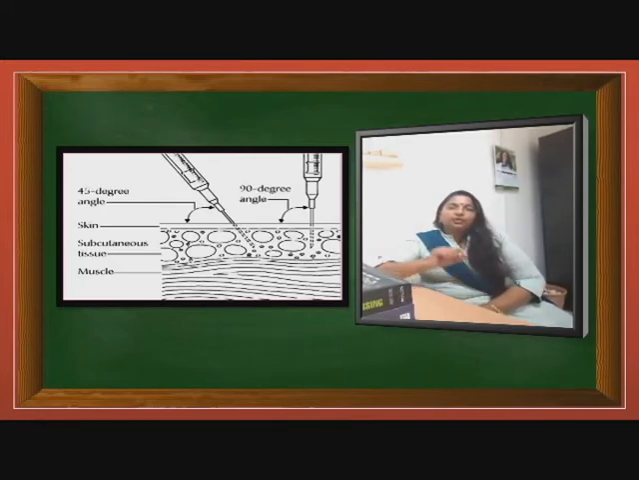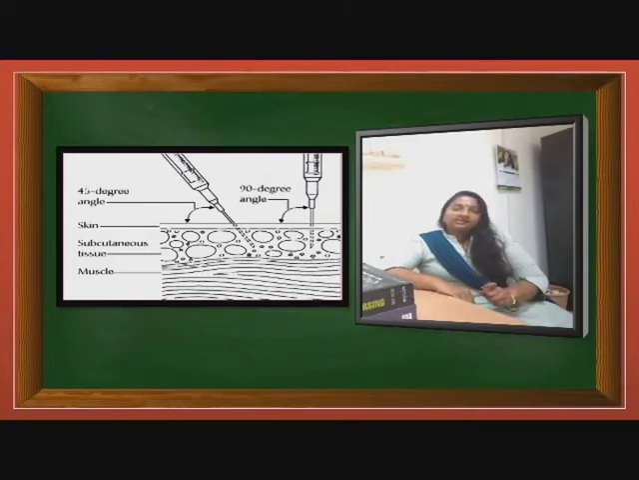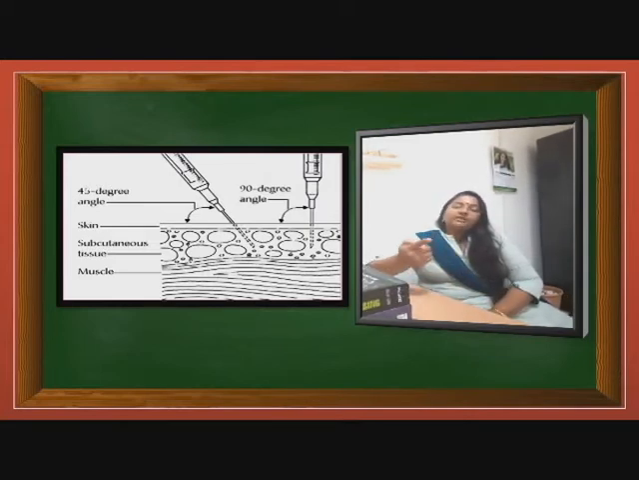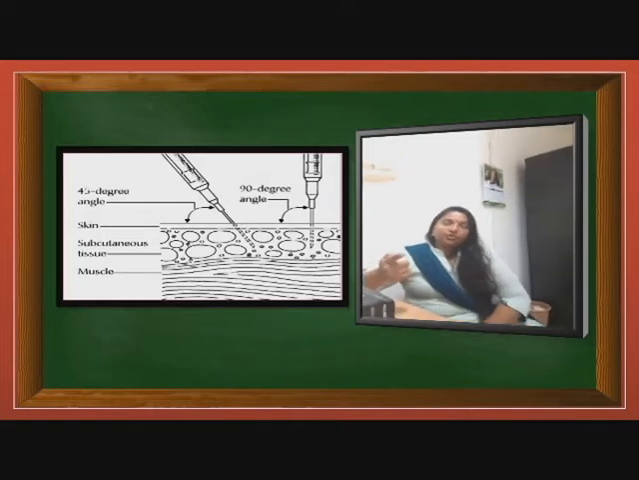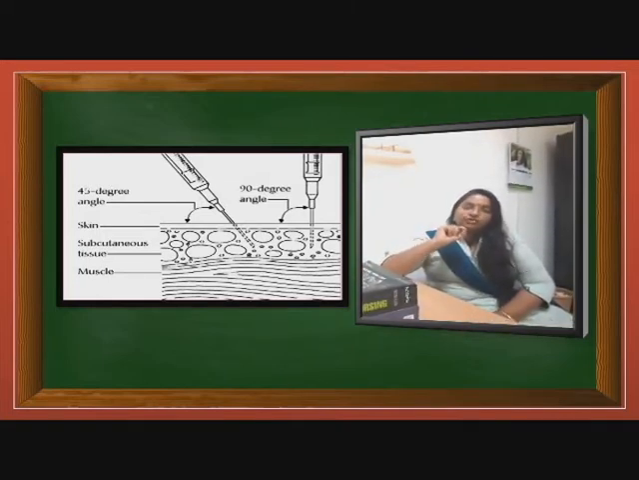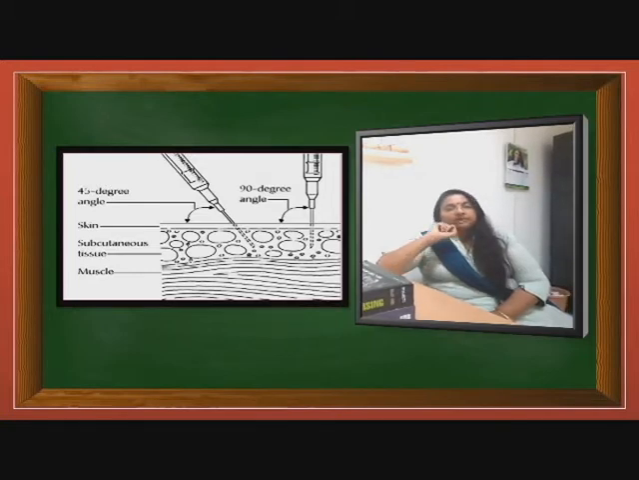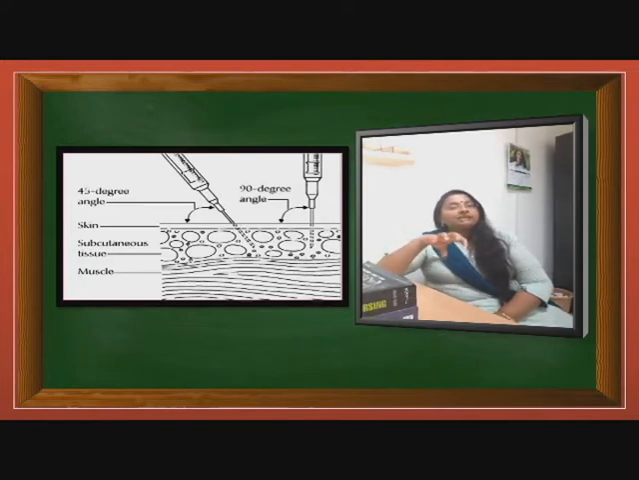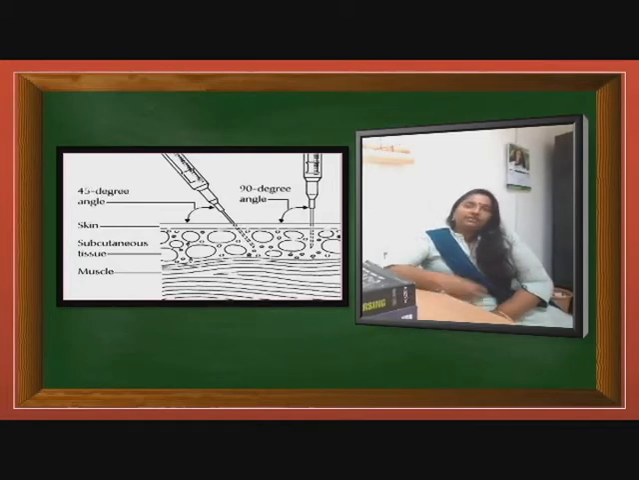And after that, with a dry cotton kept in between the fingers, we will be bunching the skin up, and with the insulin syringe, we will be giving the injection at 90 degree angles into the subcutaneous space. After injecting, we'll be slightly withdrawing so as to countercheck that no blood vessel has been penetrated. And after that, we'll be depositing the injection in a swift manner.